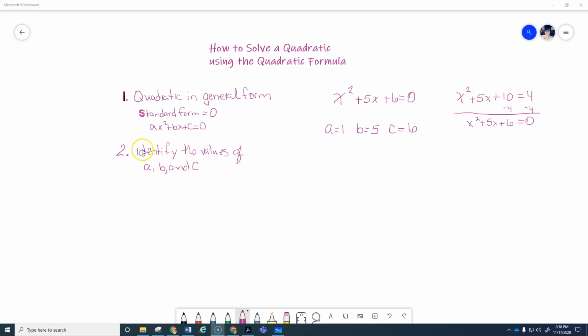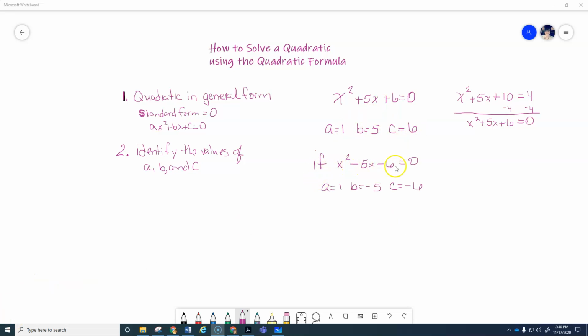Step number 2 is going to be identify the values of a, b, and c for the quadratic that you're working with. Now, in this problem that I'm doing right here, the value of a, if there's not a number in front, remember Ninja 1, he's there even though you don't see him. a equals 1, b equals 5, c equals 6. Notice that all three of these numbers are positive.